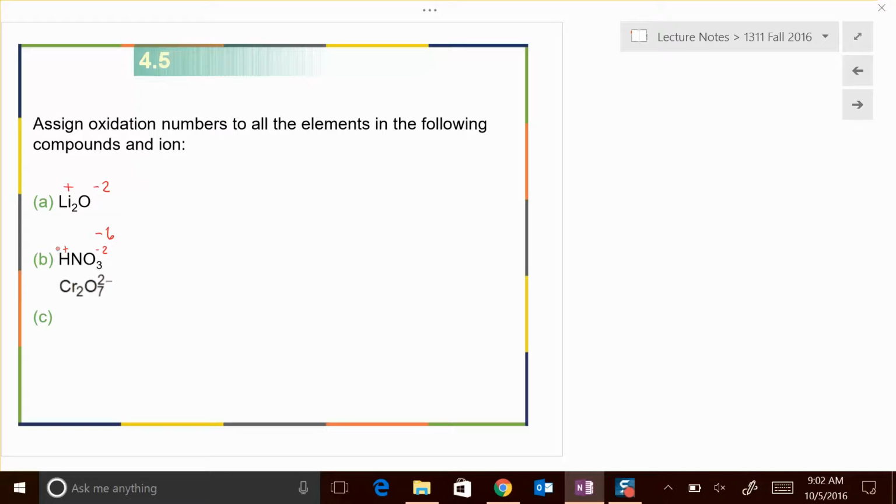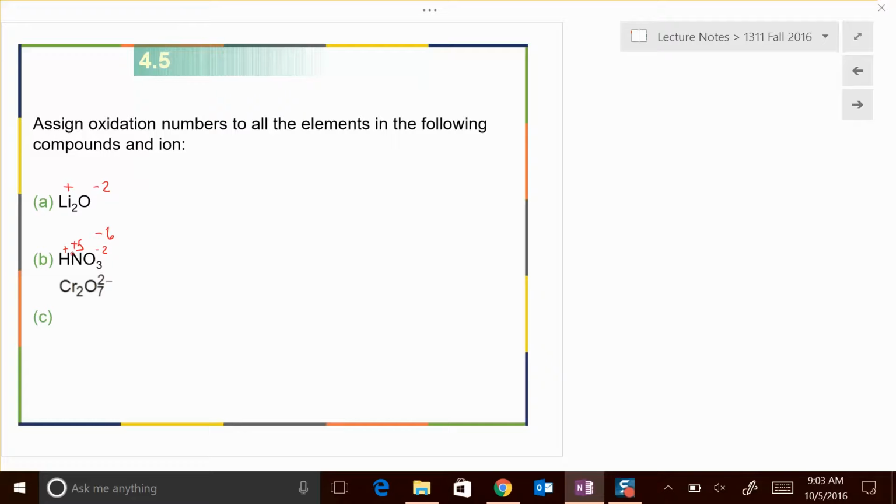The fact that there's 3 of them means that to figure out what the nitrogen is, I have to figure out that I have a -6 charge here. I have a +1 charge here. What's left? 5 positive charges, right? So what is the oxidation number in this compound of nitrogen? +5. Okay? So nitrogen has a +5 oxidation state in this compound.